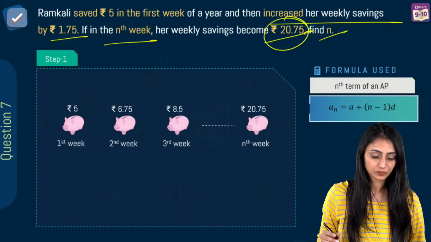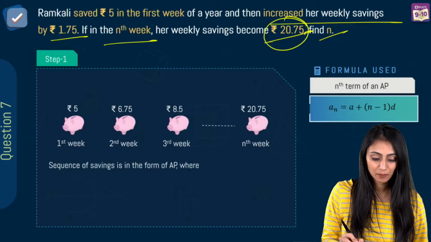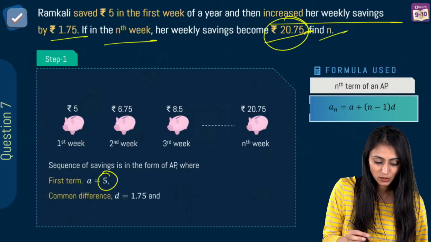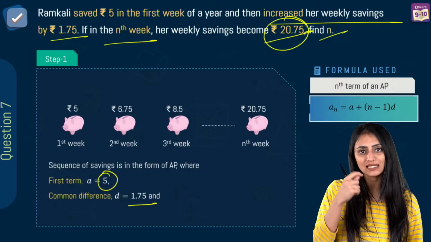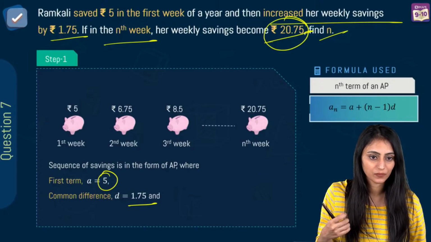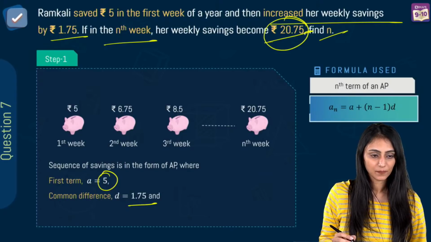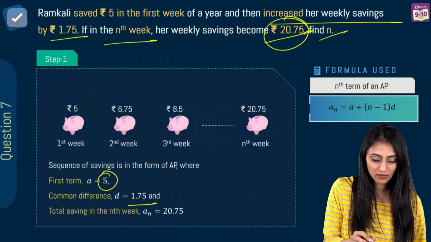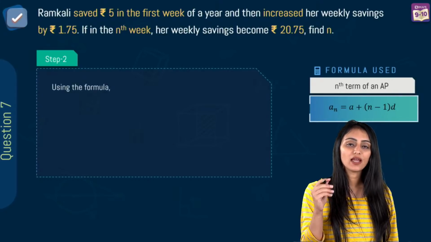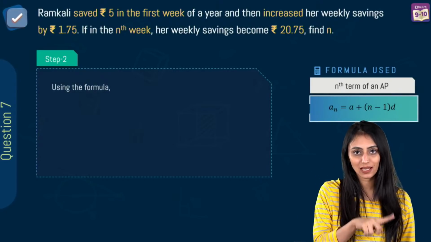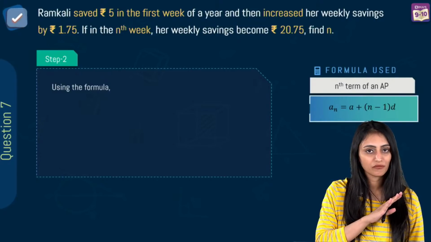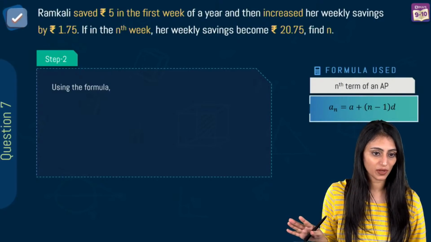Alright, so what we will do is simply we can form an AP. We can see an AP from here. First term is 5, right? Common difference is going to be 1.75 because every week her weekly savings are increasing by 1.75. Total savings at the end are 20.75, that's an. See, in questions like this, if we are able to figure out what is a, what is d, what is n, what is an, then trust me, you have won half of the battle. Nothing is left in the question.